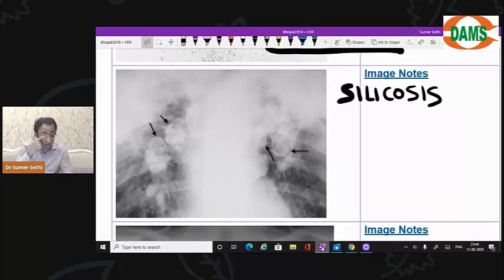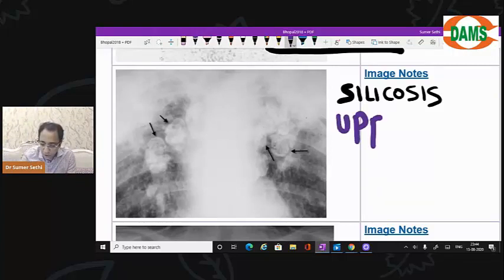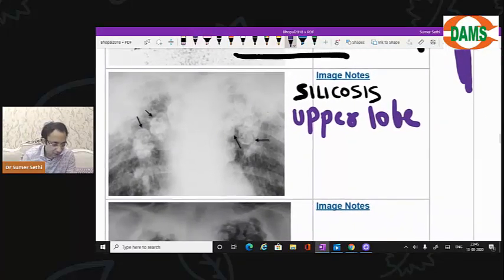Silica will float in the air because it is very lightweight. It is a very light particle like dust. It floats. So when it floats in the lungs, it floats to the upper lobes. Will you remember? Silicosis is an upper lobe predominant disorder. It is seen in the upper lobe of the lung.